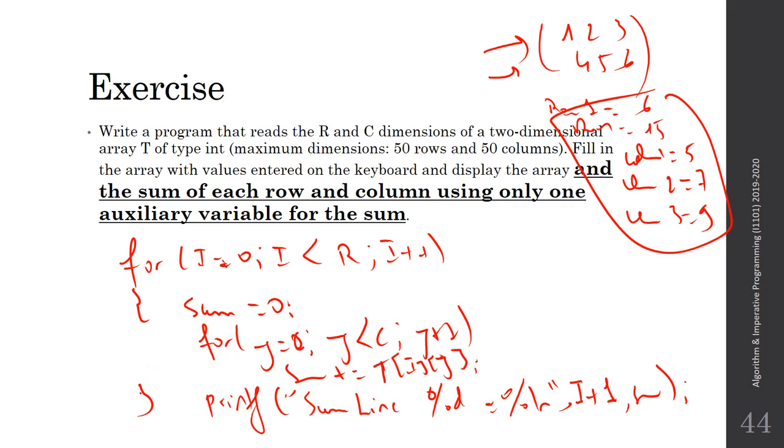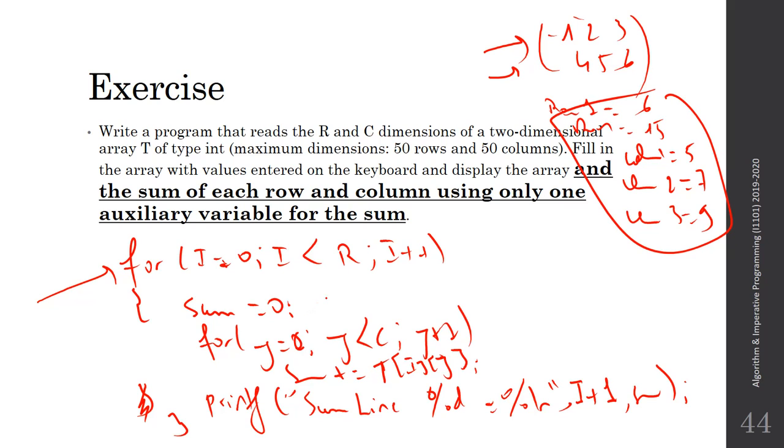So printf is inside the outer for loop. So let's repeat. This for loop is for the number of rows. So it means for each row I will do the following. I will place 0 in sum, and then I will check all the elements in this row. So I will check 1, 2, and 3. So as far as we go with 1, 2, 3, I will add these elements to the sum.